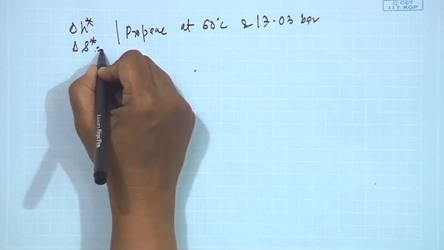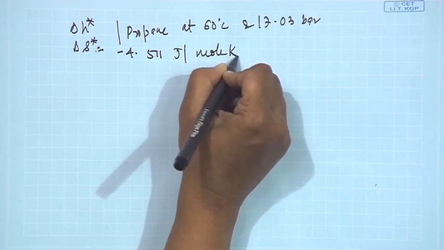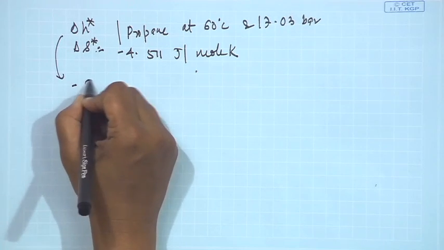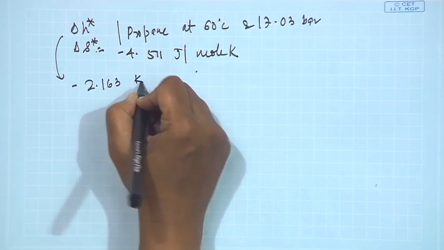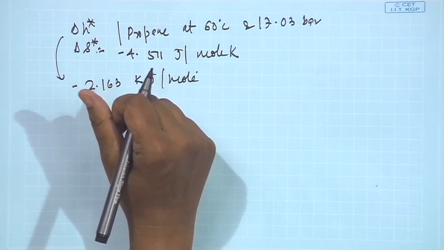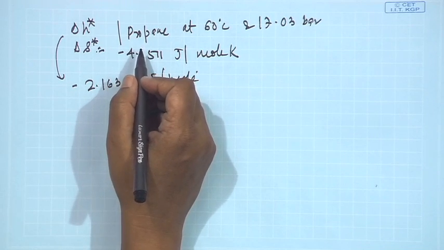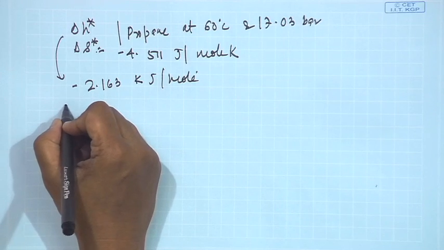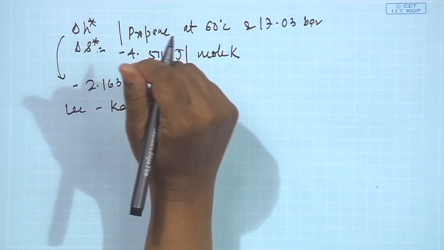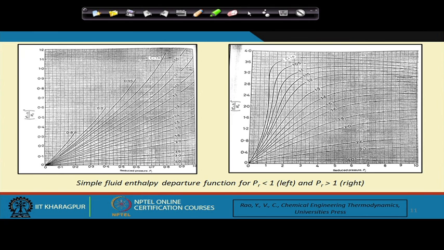Delta S star will be minus 4.511 joules per mole Kelvin, and the value of delta H star is going to be minus 2.163 kilojoules per mole. Just try it out and see what you are getting. In the same way, suppose I tell you that for the same propane you do it using the Lee-Kessler chart. For using the Lee-Kessler data, naturally we have to go to the correct graphs. These are the graphs for Lee-Kessler data.